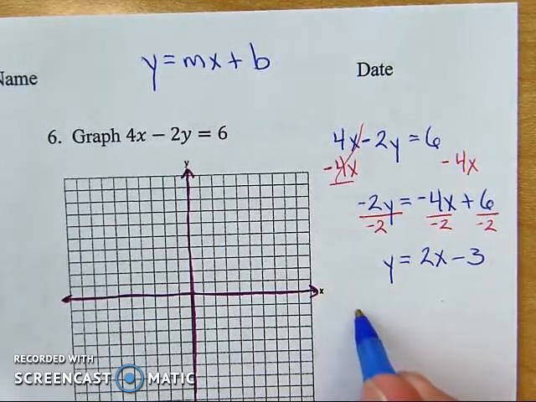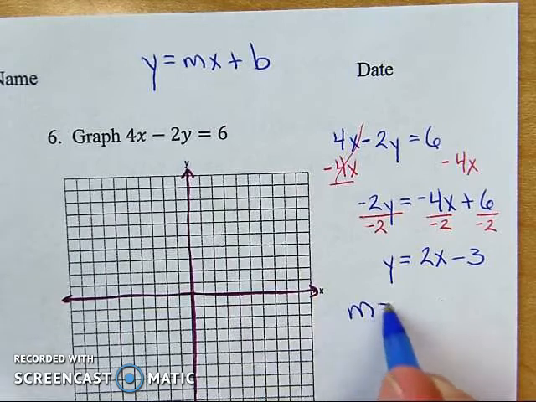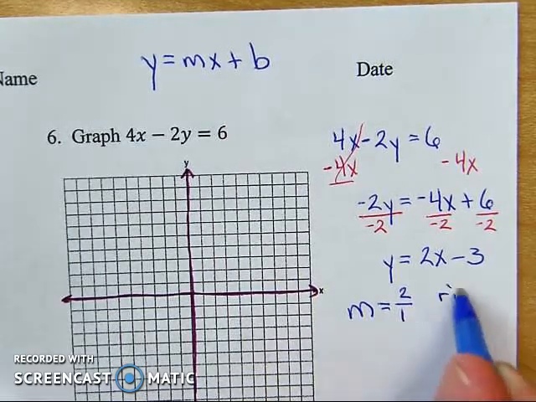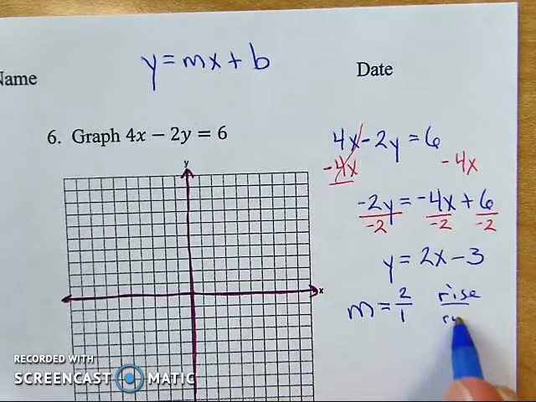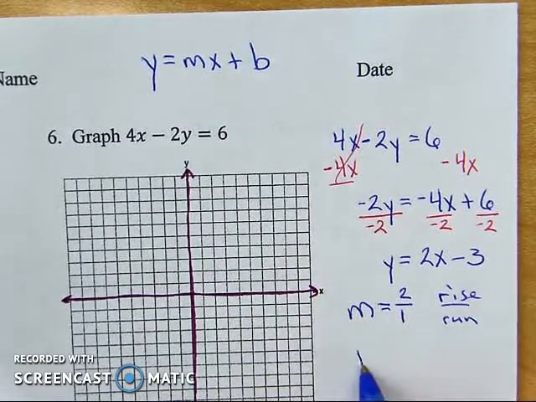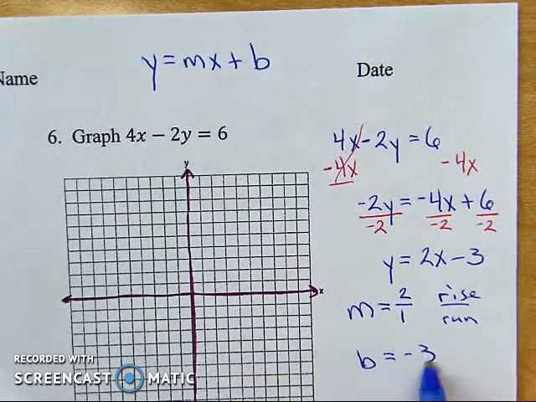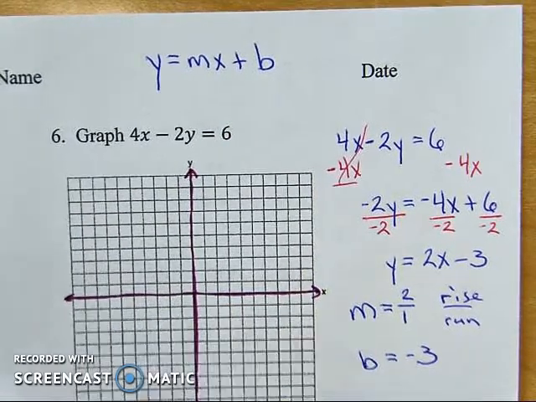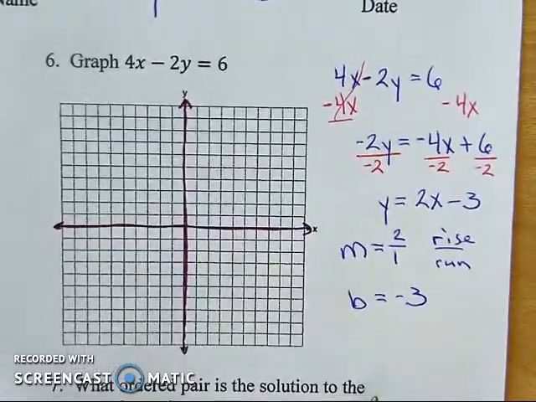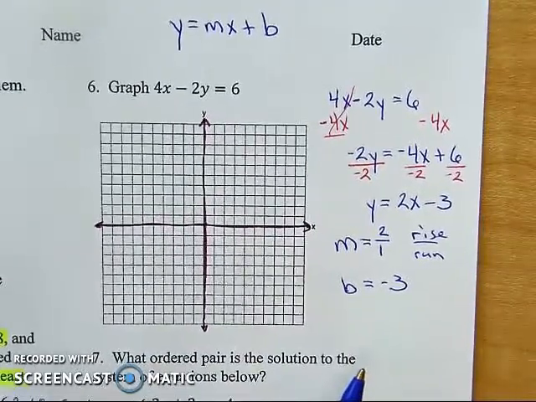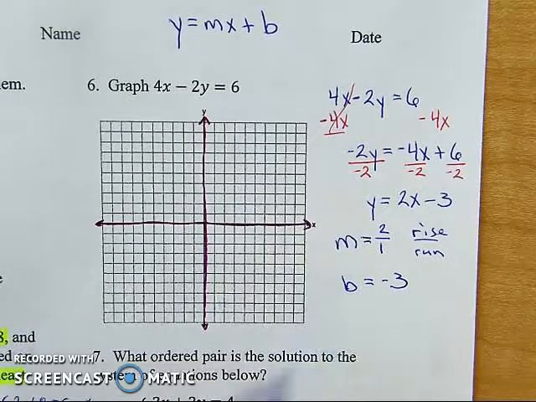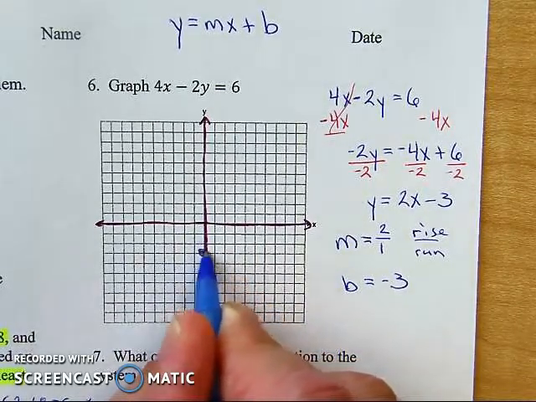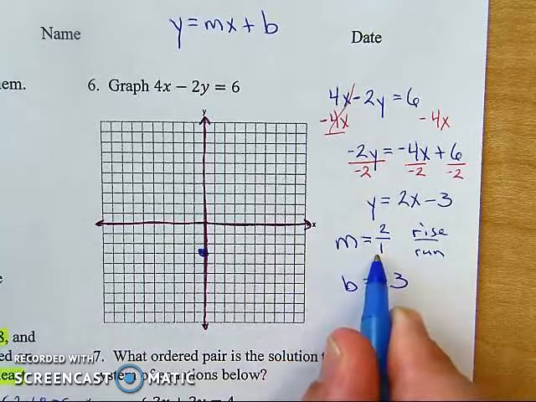So the two things I need to remember there: I've got my slope, which is 2, or you can think of it as 2 over 1. Remember, that's the rise over the run, and my y-intercept is negative 3. So I'm going to start right here with the y-intercept. Move that up a little bit so you can see exactly what I'm doing. All right, so here's my y-intercept, negative 3: 1, 2, 3. And then 2 over 1.